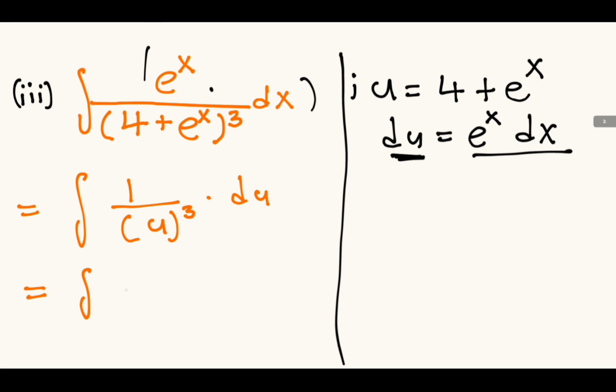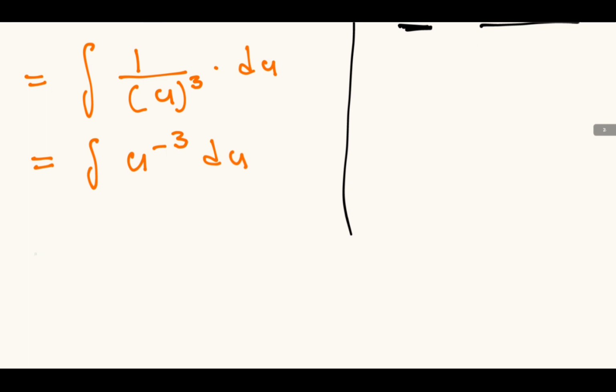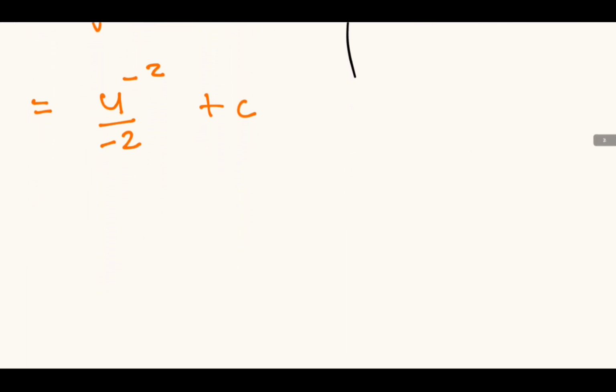So we'll have the integral of u to the power negative 3 du. From here we integrate. So the integral of u to the power negative 3 with respect to u will be equal to u to the power negative 2 divided by negative 2 plus c, and this will be equal to, so let's take the u to the power negative 2 and move it to our denominator, and the exponent is going to change sign from negative 2 to positive 2.